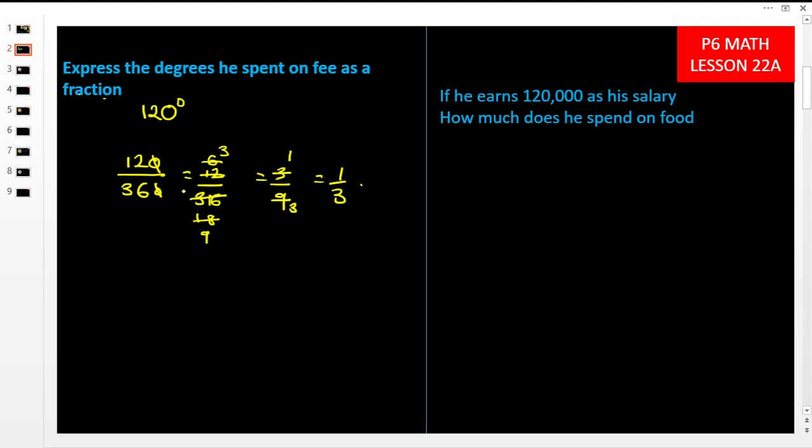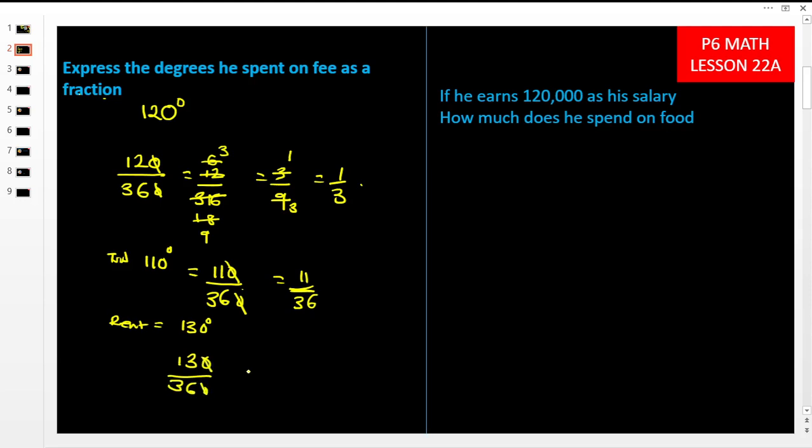Okay, so let us now see the degree he spent on food, whereby on food he spent 110 degrees. So this is 110 out of 360, cancelling the zeros, so we have 11 out of 36. These ones don't have a common divisor. The other one is on rent, he spent 130 degrees, which is 130 out of 360, so he spent 13 out of 36.